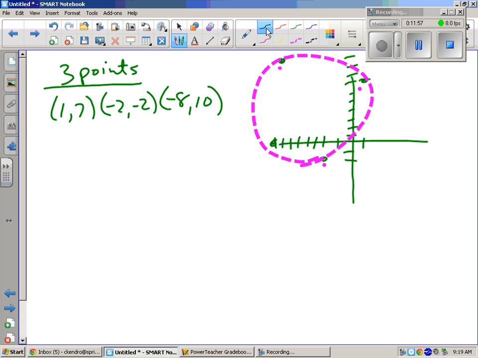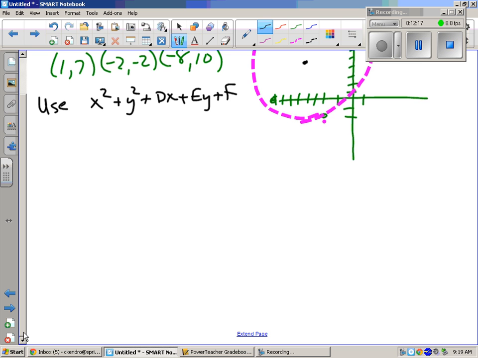Okay, so we need to find the equation of that circle. So the process of finding the center and radius is a little different. What we need to do is use that formula of x squared plus y squared plus dx plus ey plus f. Okay, so we're going to use that and we're going to plug in all 3 points.